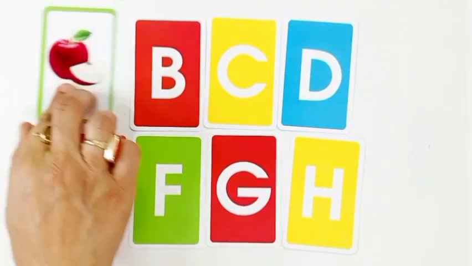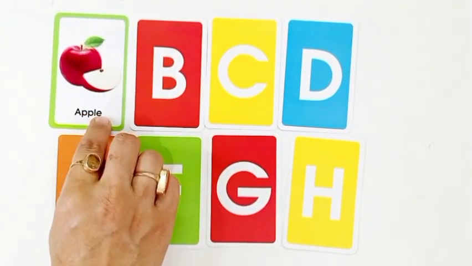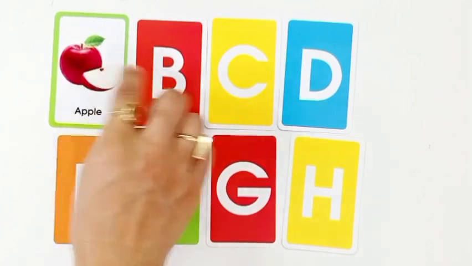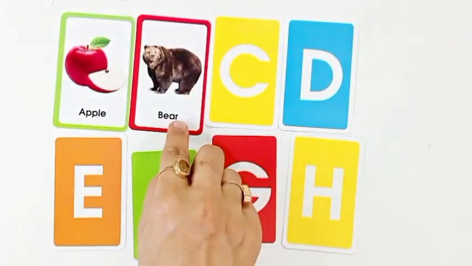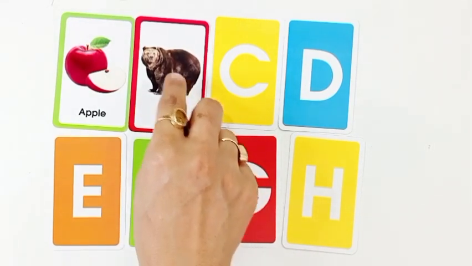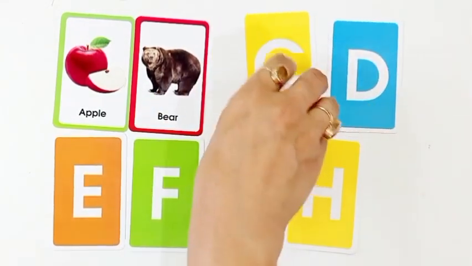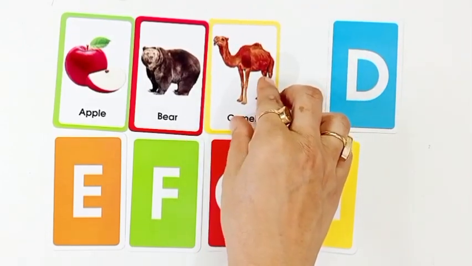A for apple. A-P-P-L-E, apple. This is apple. B. B for bear. B-E-A-R, bear. This is bear. C. C for camel.